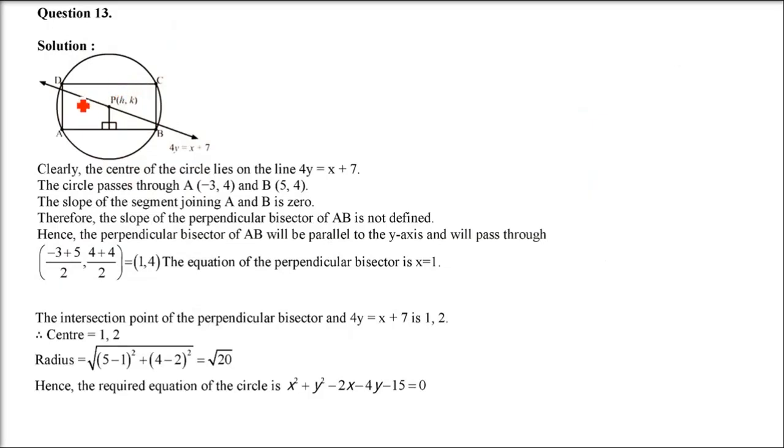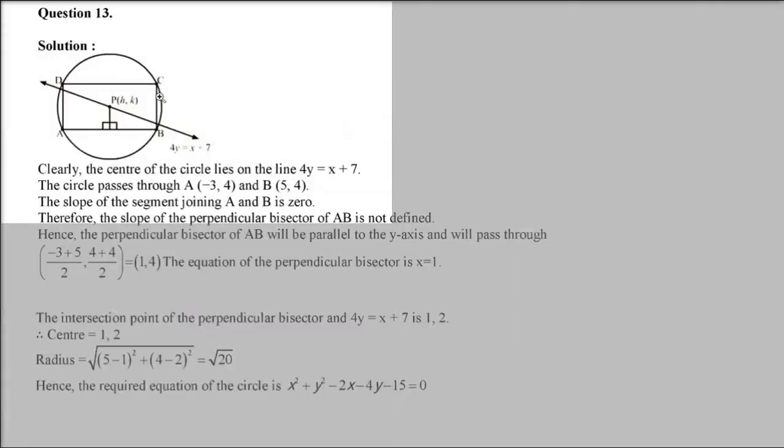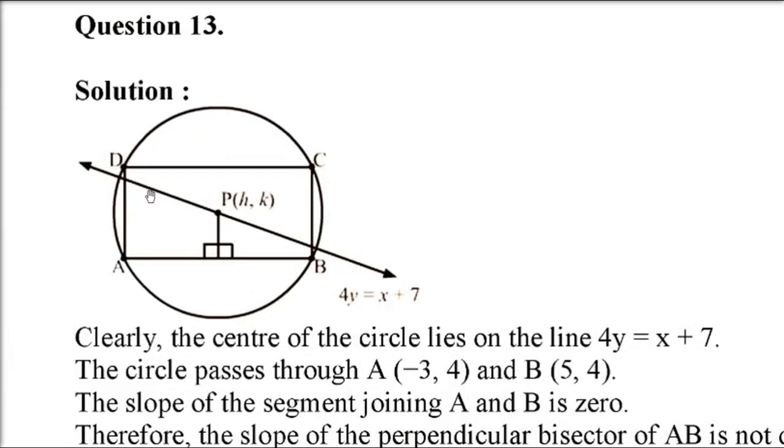Question number 13. The diameter of the circle circumscribing the rectangle ABCD is 4y equals x plus 7. If the coordinates of A and B are minus 3, 4 and 5, 4 respectively, find the equation of the circle. First of all, this line is passing through D and B. First make sure it's not passing right now. If you see, it's not passing, but assume that this line is passing through D and B.